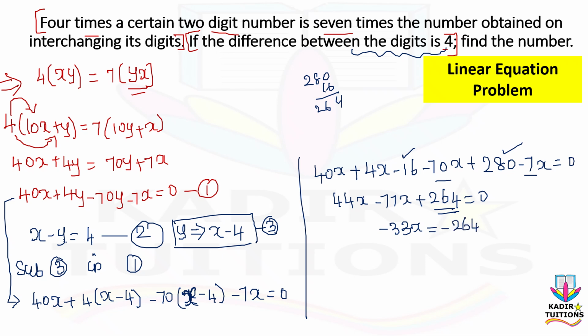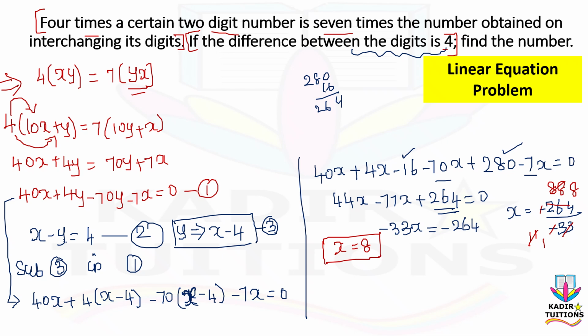So now x equal to minus 264 by minus 33. Both minus and minus will get cancelled, and this can be divided using the 3 table. So 3 8s are 24, again 3 8s are 24. Now in the 11 table, 11 8s are 88. So what we got is the x value: x equal to 8.